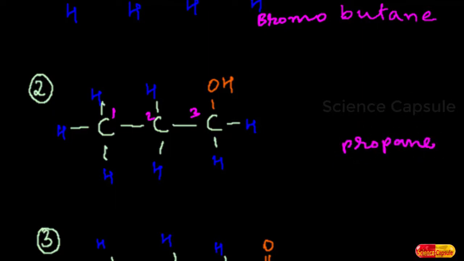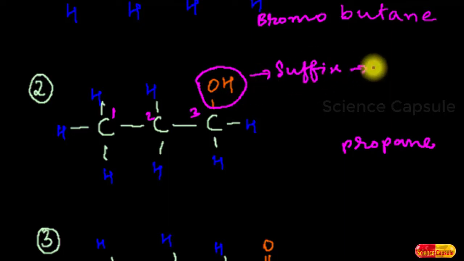The second step is look for unsaturation. Here I don't find any carbon-carbon double or carbon-carbon triple bond. So we can omit the second step. The third step is identify the functional group. Here we have got alcohol as the functional group, right? In case of alcohol, we will be using a suffix. The suffix of alcohol is OL.